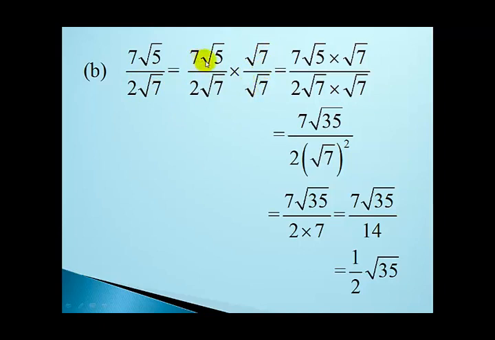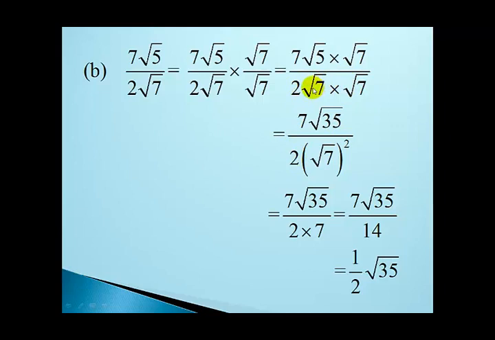Now 7 root 5 will multiply root 7. And that is how come we have 7 root 5 times root 7. 2 root 7 will also multiply root 7. And that is how come we have 2 root 7 also times root 7. Now the coefficient of the surd root 7 here is 1. So we multiply 1 by 7. And that will give us 7. Square root of 5 times the square root of 7 will give us the square root of 35. Because when we multiply 5 by 7, the answer is 35. All divided by the coefficient of the surd root 7 here, which is 1. So when we multiply 1 by 2, the answer is 2.